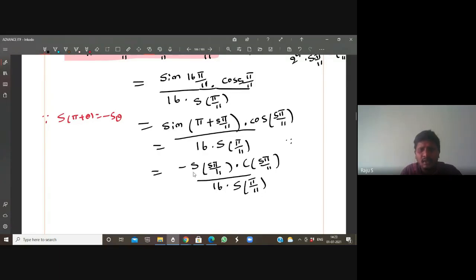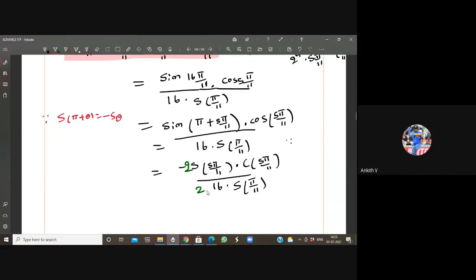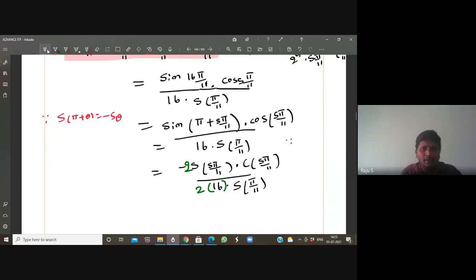See students, now I want to multiply and divide by 2, because I want to change the numerator to standard form: 2 sin theta cos theta is sin 2 theta. To make it standard form, I multiplied and divided by 2. So minus sine, shall I write 2 times 5 into pi by 11? Yes.